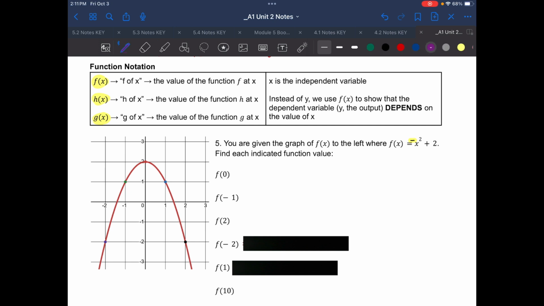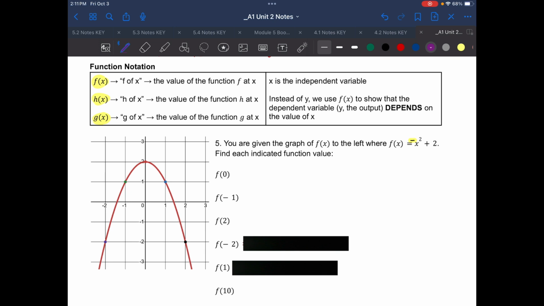Okay, so what does f of x mean? It means the value of the function f at x. Okay, x determines the function of f. X is your independent variable, it's still your x. And instead of y, we use f of x to show that the dependent variable, y, the output, depends on the value of x. It's a corresponding relationship.